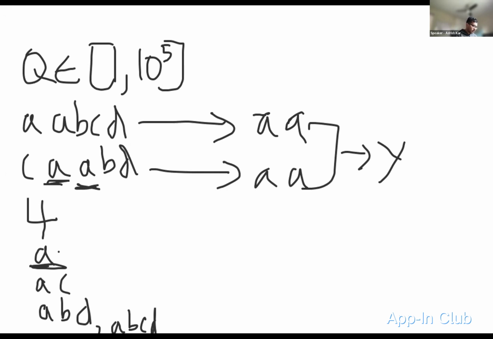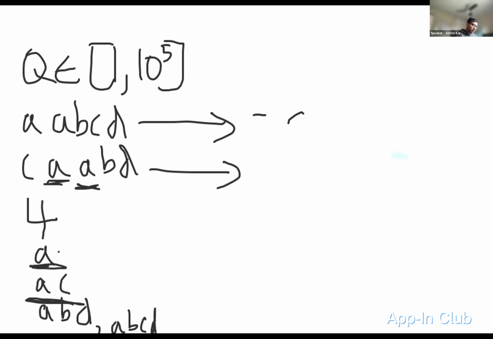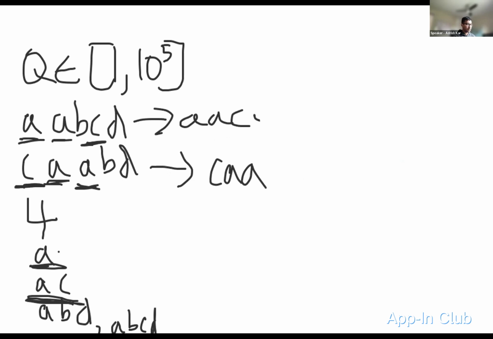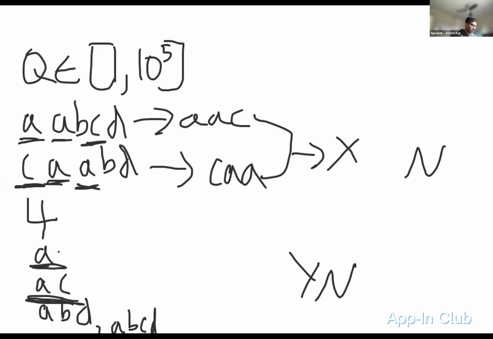Okay, so that's good. What about the second one? For AC, if we restrict those two strings to characters A and C, then we have AAC for the first one and CAA for the second one. And we can see that these strings are not equal. So the second letter in our output string would be N. So YN, and et cetera.